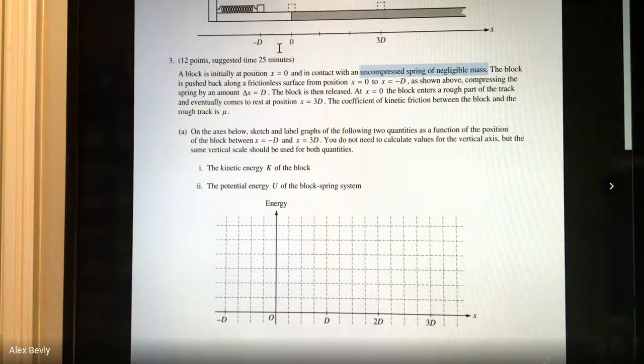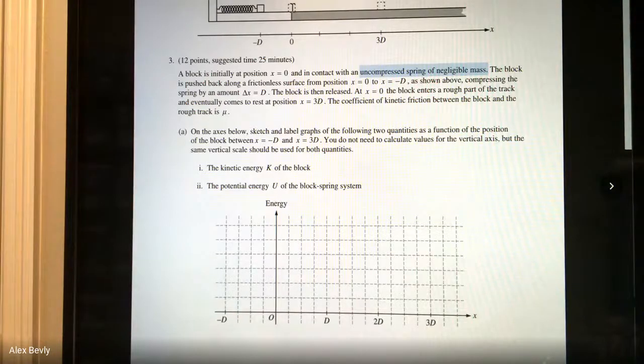So that's saying this is our equilibrium position, right? So we have equilibrium right here. You probably want to write that on your picture, like EQ for equilibrium. All right, the block is pushed back along a frictionless surface, so no friction from here to here. It's pushed back to position x equals negative d from that equilibrium position, as shown above, compressing the spring by an amount, so it has a magnitude of displacement of d. The block is then released.